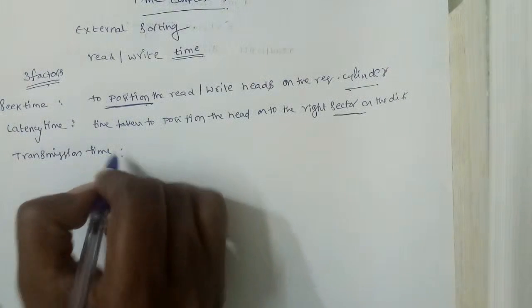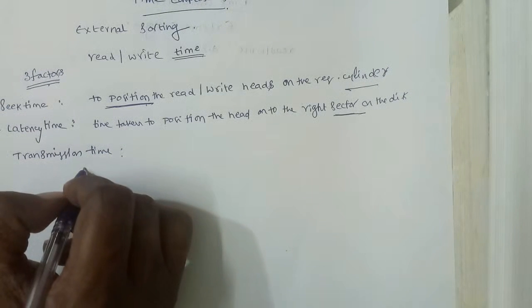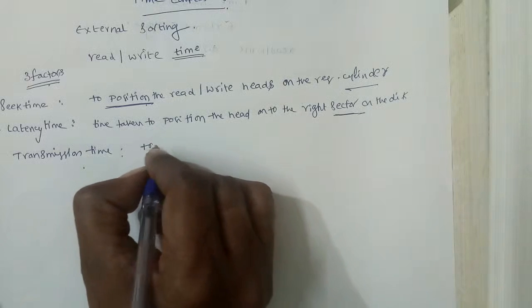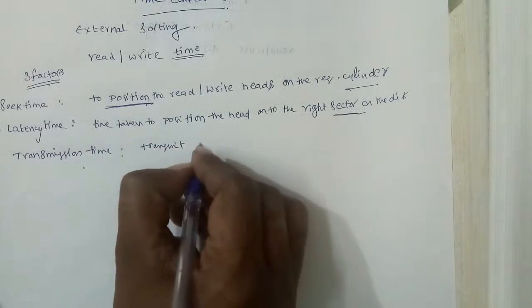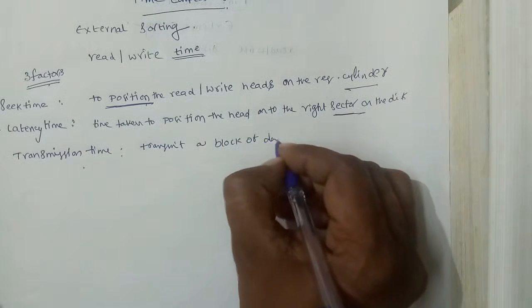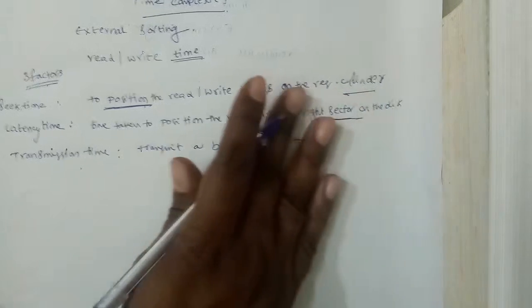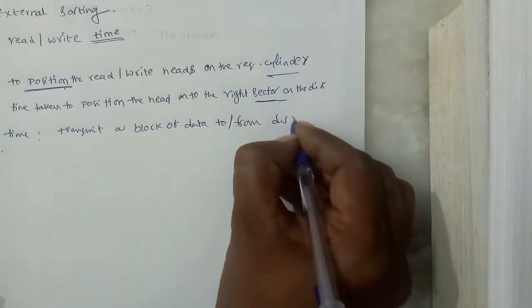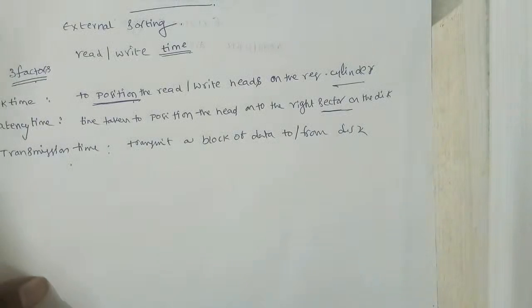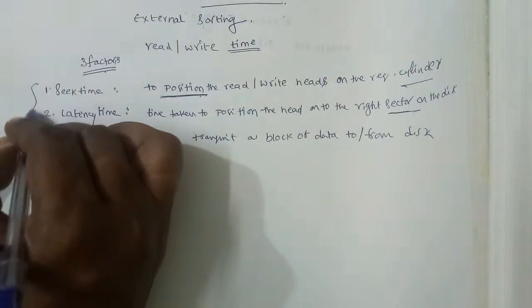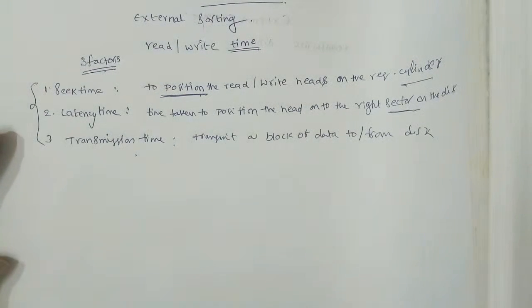Simply transmission time, the name itself specifies. What is the transmission time? The transmission time is simply the time taken to transmit a block of data to or from the disk. The time taken to read a block of data to or from the disk is called transmission time. These are the three times that affect the time complexity.